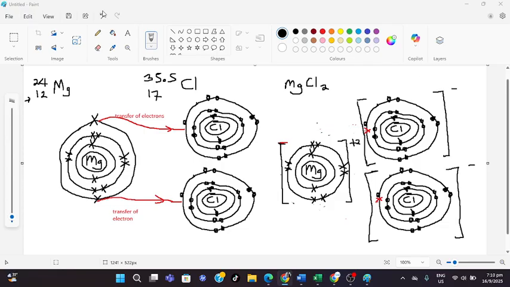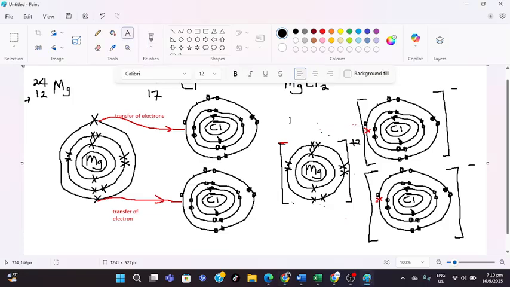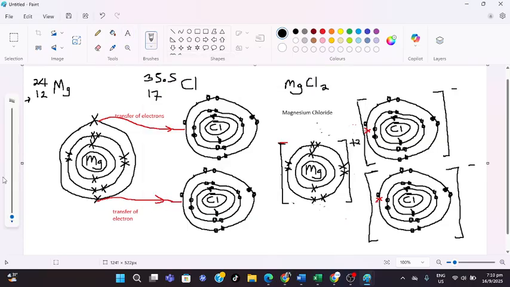And in words, this would be magnesium chloride, and that's also an ionic bond. And it's also a salt.